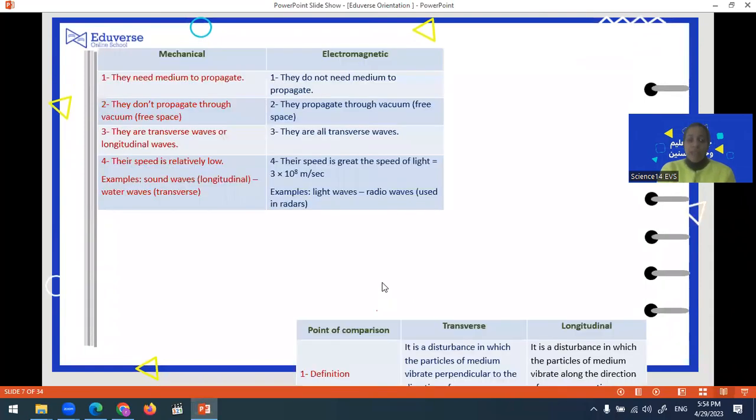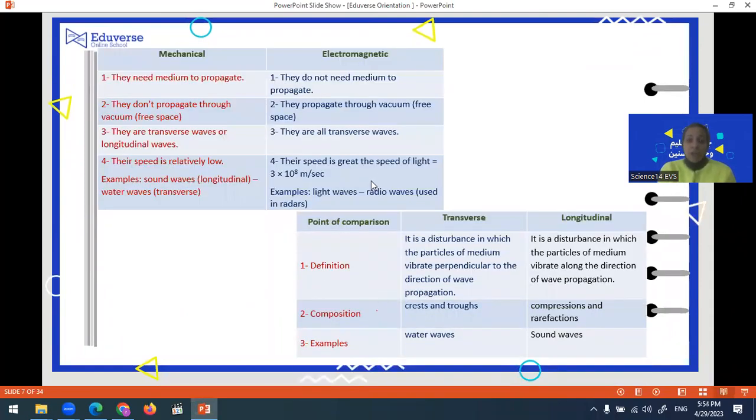Let's take some other comparisons, for example, between mechanical and electromagnetic waves. Mechanical waves need a medium to propagate. Electromagnetic waves don't need a medium to propagate. Mechanical waves don't propagate through vacuum, free space, but electromagnetic waves propagate through vacuum, through free space. Mechanical waves can be transverse or longitudinal, as we said, but all electromagnetic waves are transverse waves.